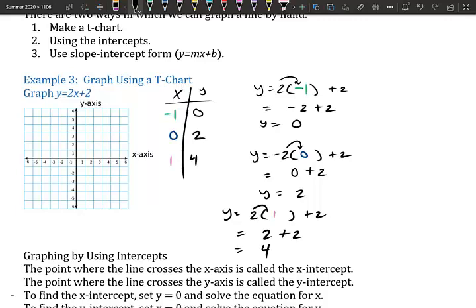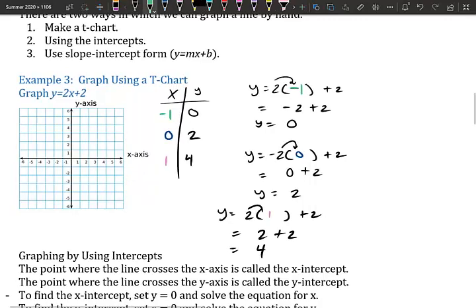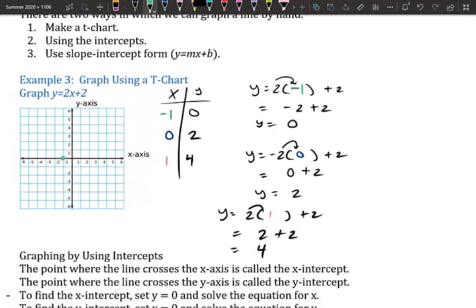So we're going to plot our points now. We have -1, 0, so go left 1, don't go up any. Then we have 0, 2, so no left and right, just go up 2. And then 1, 4, so right 1, up 4. And you connect those dots. And there's our graph.